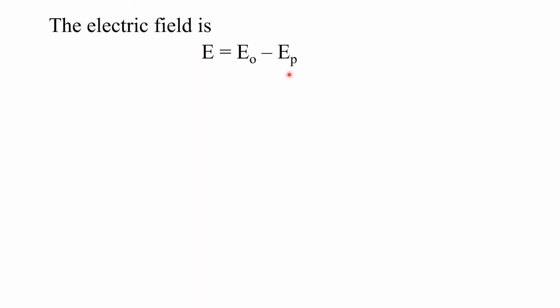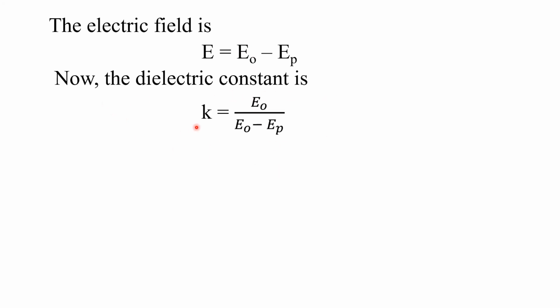The electric field is given by E is equal to E0 minus Ep. Here this negative sign is because Ep opposes E0. The dielectric constant is given by K is equal to E0 upon E0 minus Ep. Therefore, E0 minus Ep is equal to E0 upon K. Now put this value in this equation, we get E is equal to E0 upon K, equation number 2.